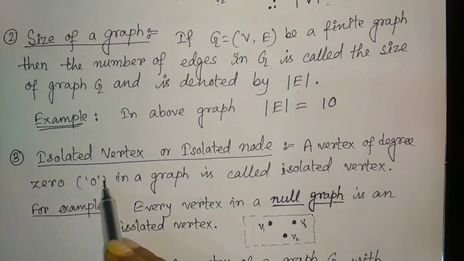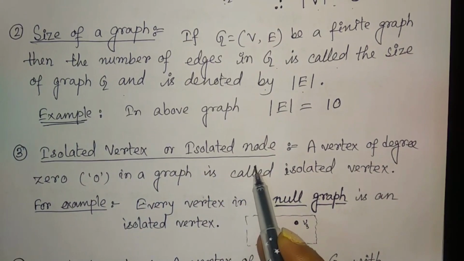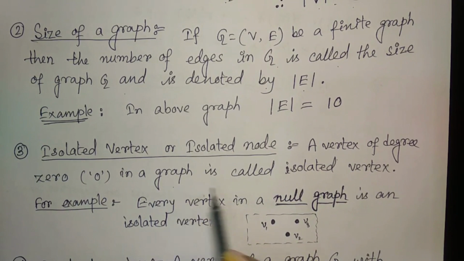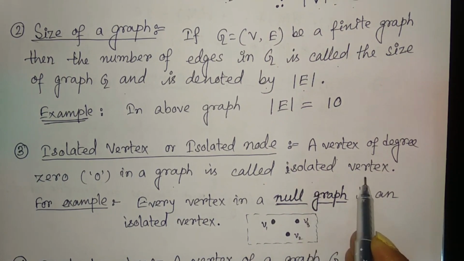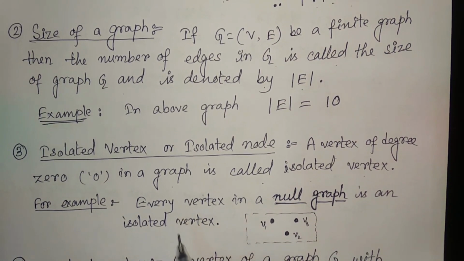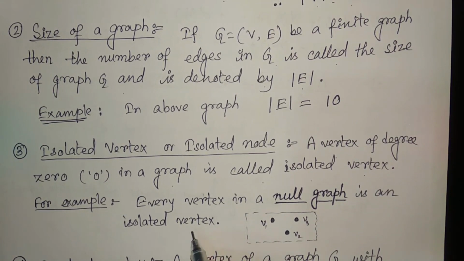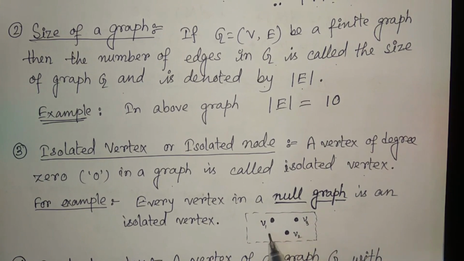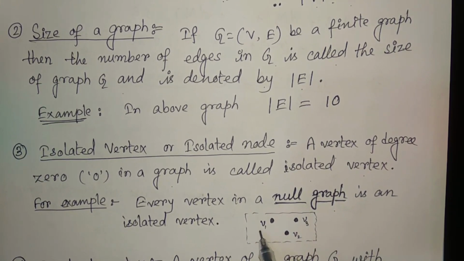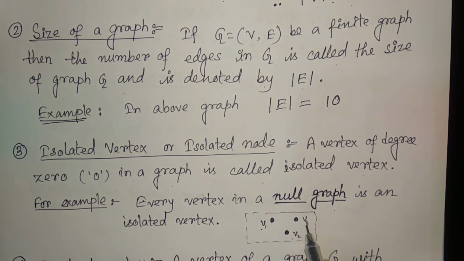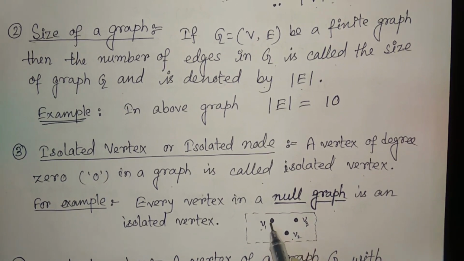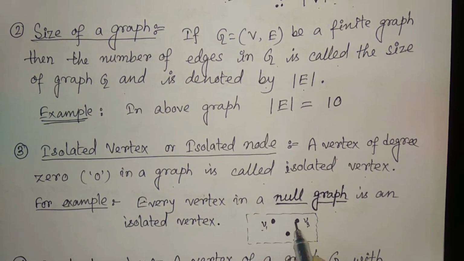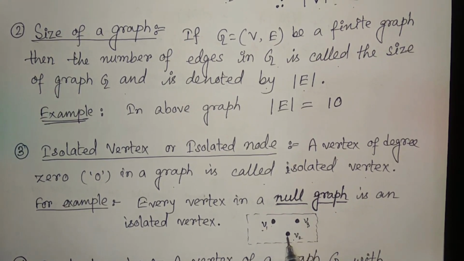Next is the isolated vertex or isolated node. A vertex of degree 0 in a graph is called an isolated vertex. That means if any vertex in a graph has degree 0, it is possible for the null graph. Suppose this one is a null graph. Here 3 vertices are there, V1, V2, V3 and no edges. So each vertex has degree count 0. This is called the isolated vertices.